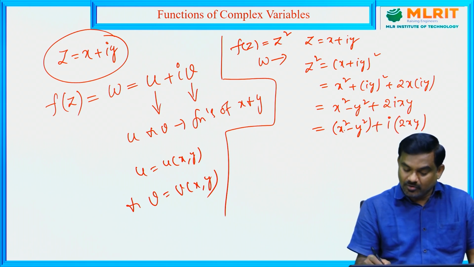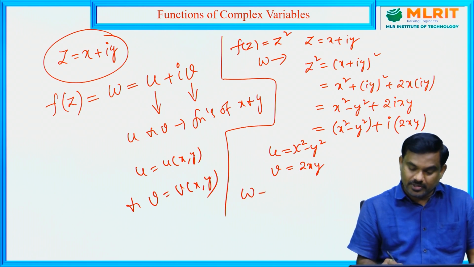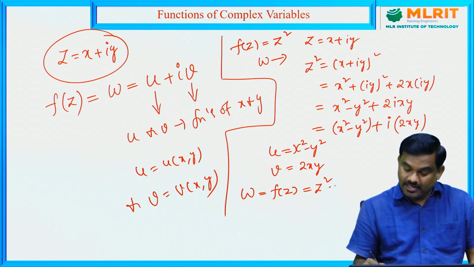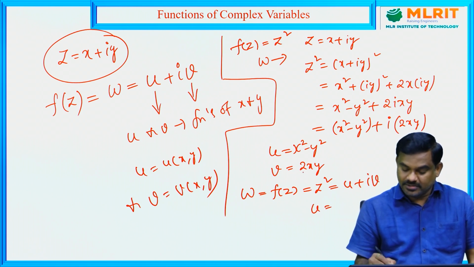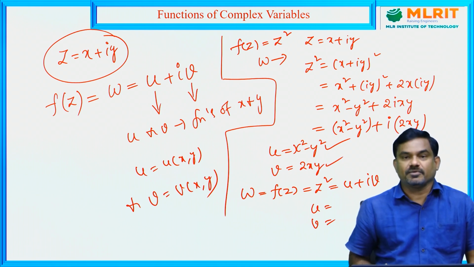So I can denote this by u. So u is x square minus y square and v is 2xy. Hence, w equal to f of z, which is z square, can be written as u plus iv, where u is this function and v is this function. u is x square minus y square and v is 2xy.